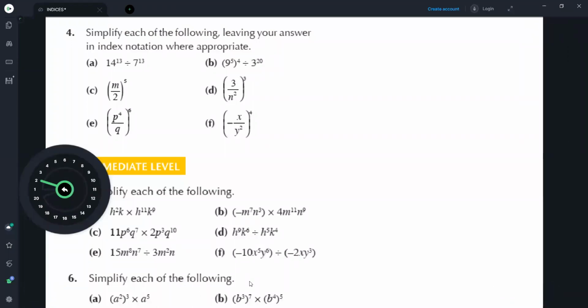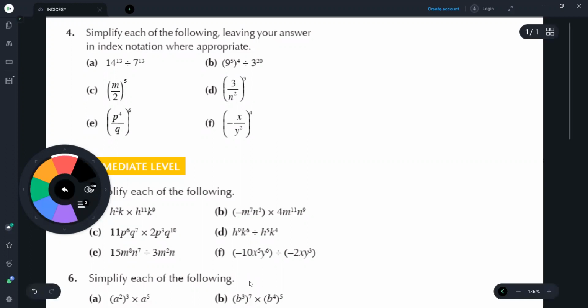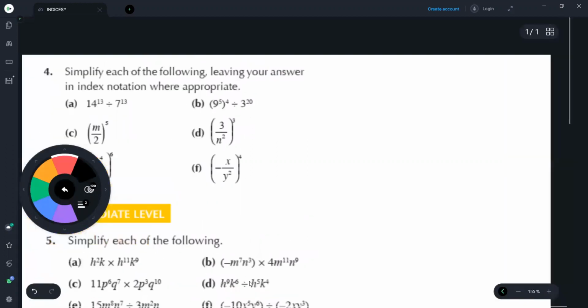So, we say question number 4 from exercise 4A. Simplify each of the following, leaving your answer in index notation where appropriate. So I'm going to start working this out. Answer number 4A.